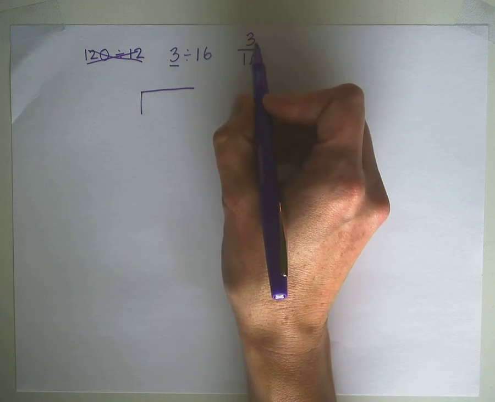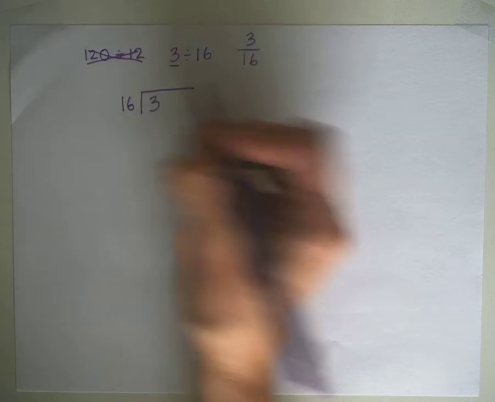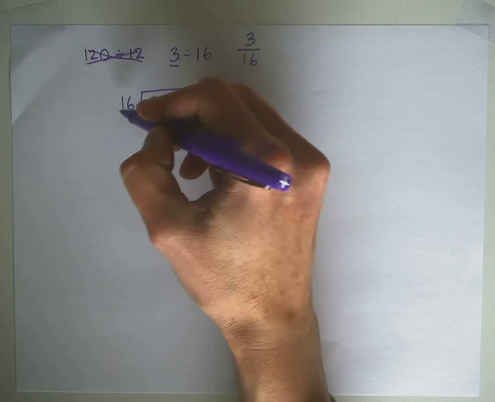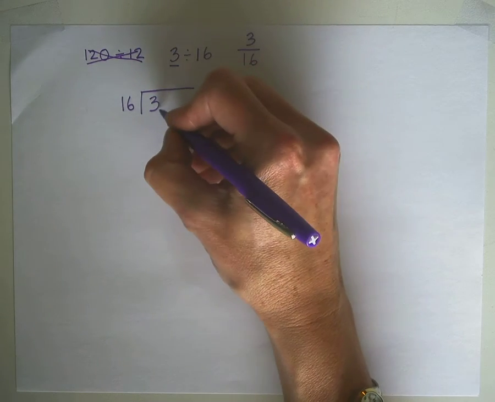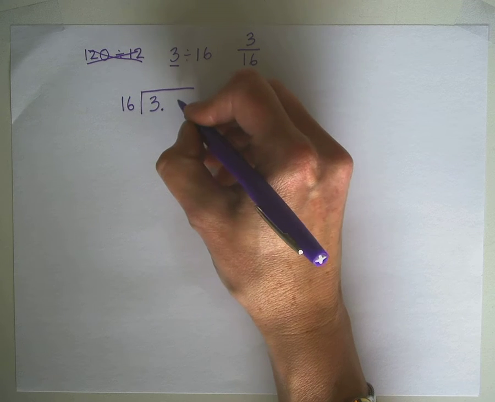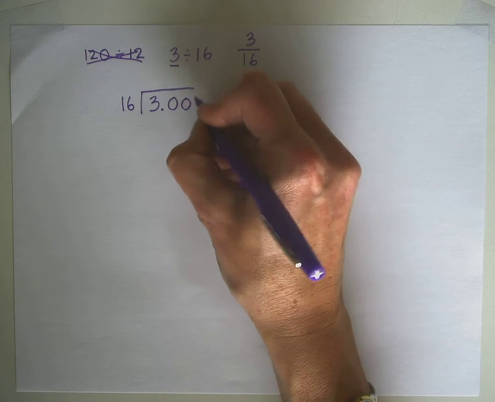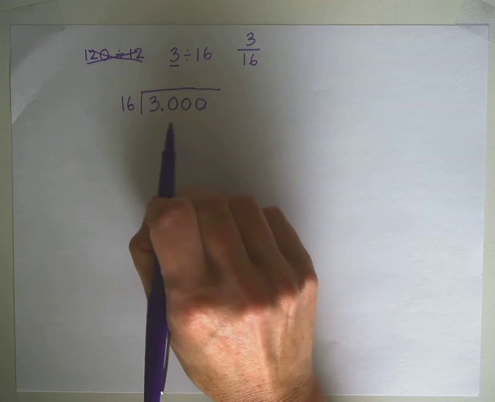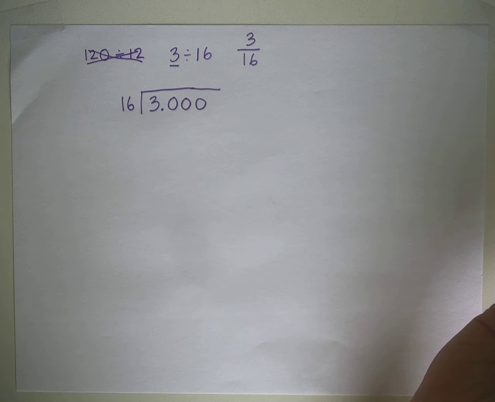So top number in the house, bottom number on the outside as the divisor. Now we know that 16 doesn't go into 3, so we add a decimal like we did before, and we're going to stick with our 3 digits after the decimal rule. So we have 1, 2, 3. And that's just because I want you guys to get into the habit of going far enough past the decimal, but not to keep going forever, because you could do that with some problems.